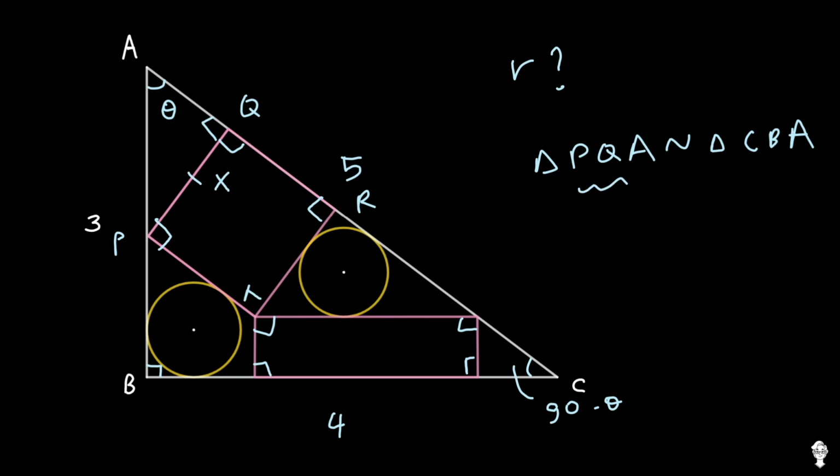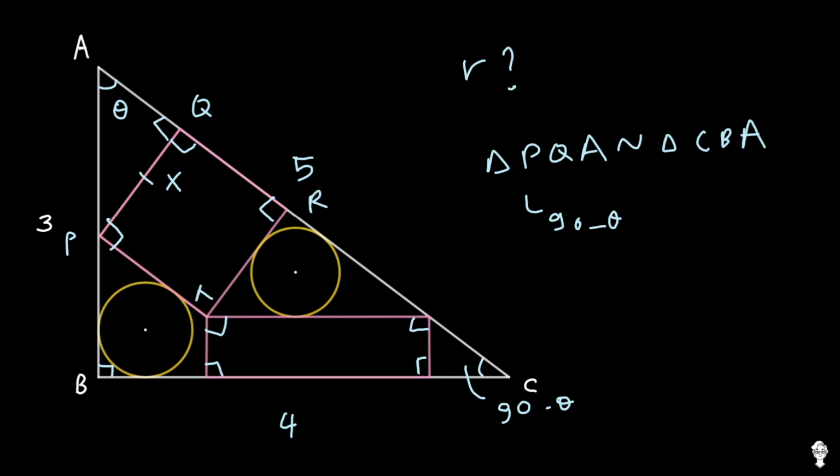Now how do these two triangles become similar to each other? Because we can see in the triangle PAQ, that is over here, the value of the angle P is going to be 90 minus theta as we saw. Now in the triangle PQA, the value of the angle Q is 90 degrees and the value of angle A is theta, that we have directly considered in the beginning. Now we can see that in the triangle CBA, the value of angle C is also 90 minus theta, the value of angle B is 90 degrees and the value of angle A is theta.